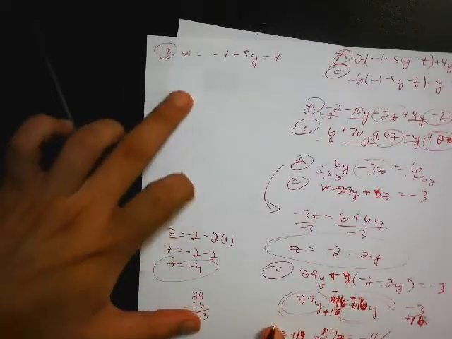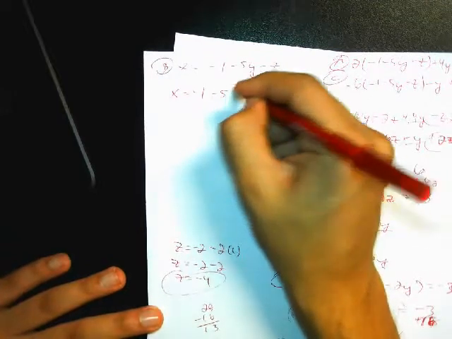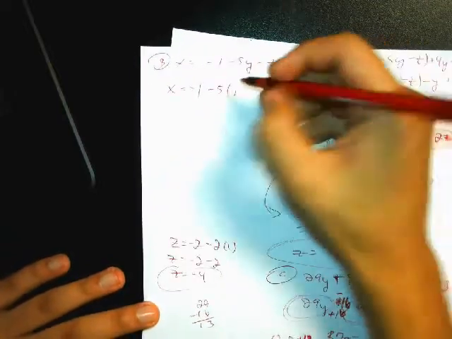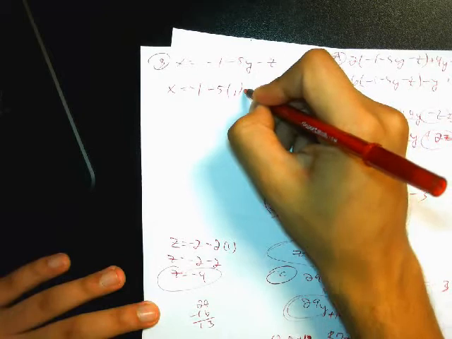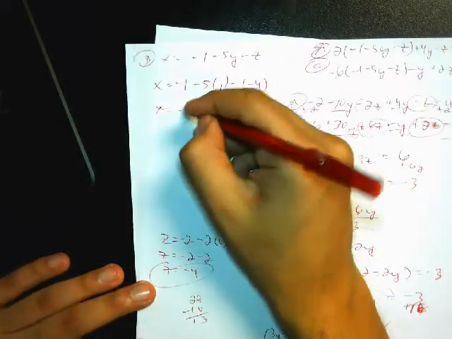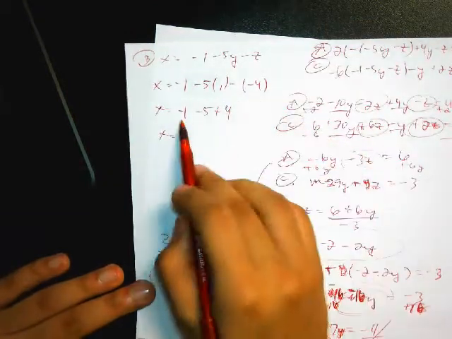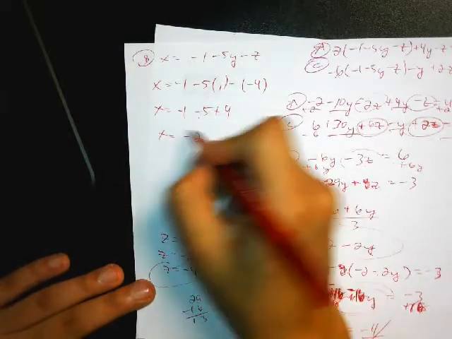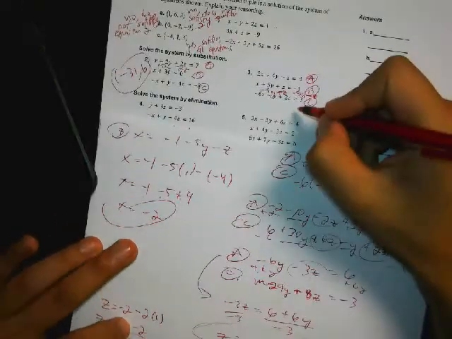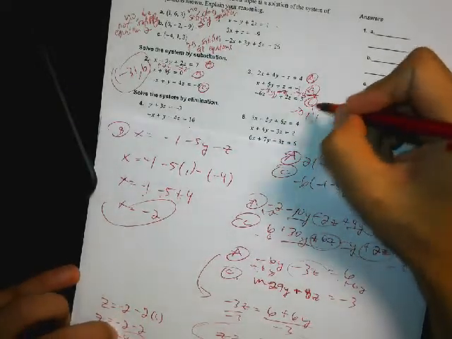I have these two, so I'm going to go ahead and substitute back in here. That's x is equal to negative 1 minus 5 times 1 minus negative 4. So that's x is equal to negative 1 minus 5 plus 4. X is equal to negative 1 minus 5, negative 6. Plus 4 is negative 2. So my final solution is negative 2, 1, and negative 4.